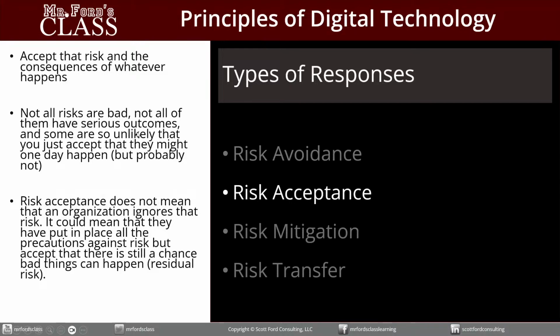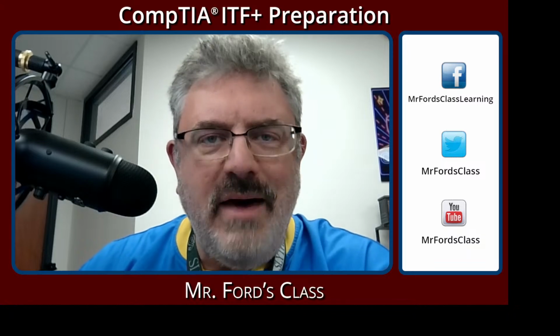Then we have risk acceptance, accepting the risk and the consequences of whatever happens. Now, not all risks are bad. Not all of them have serious outcomes, and some are just so unlikely that we don't need to worry about them. So going back again to an asteroid striking the Earth, well, we really can't do anything about it as of right now. At least not that I'm aware of. Maybe the government has some secret plans, some mecha robot somewhere. But we accept this risk.